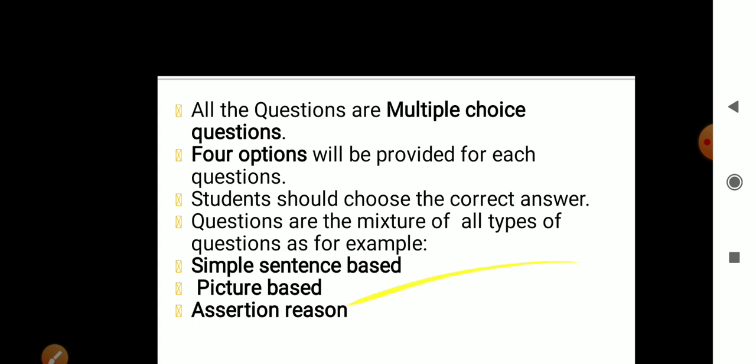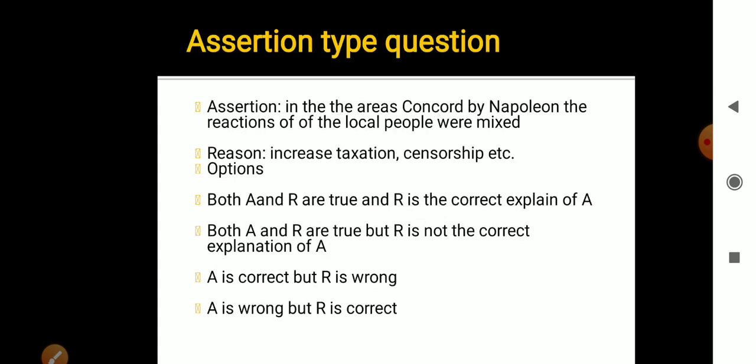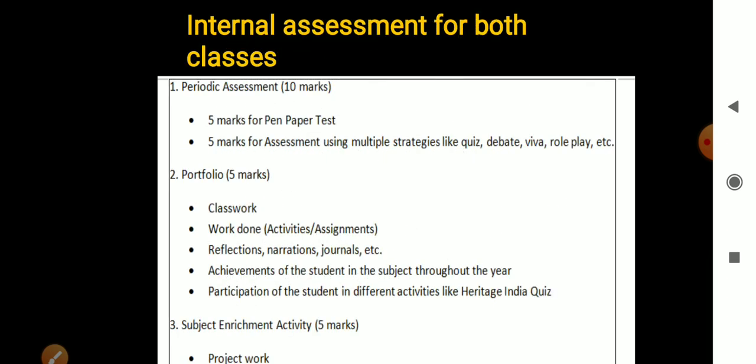I hope children, till now you are clear. So 9th standard children, if you want to clear this, you can take a screenshot of this assertion and reason type of question. I can wait here. You can take the screenshot for understanding this type of question. Fine. Now moving further, children, internal assessment for both classes.